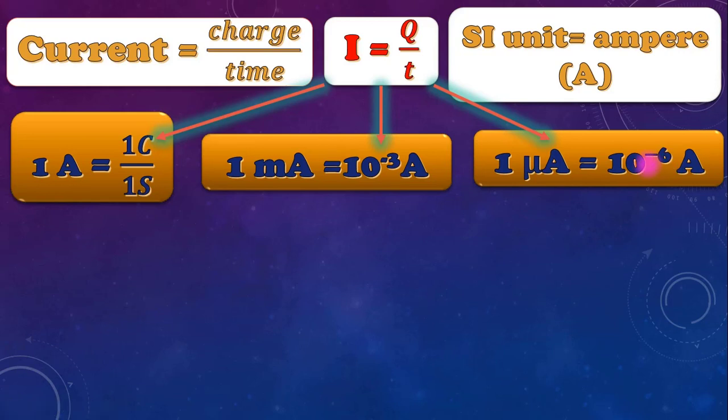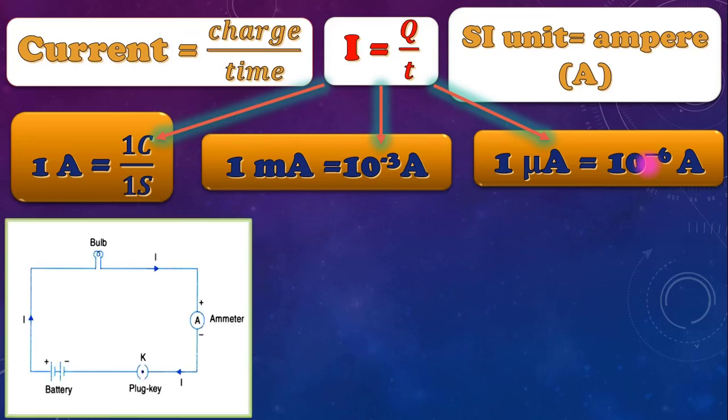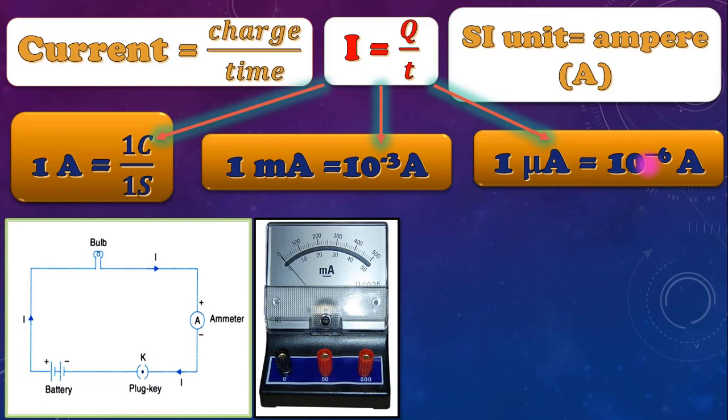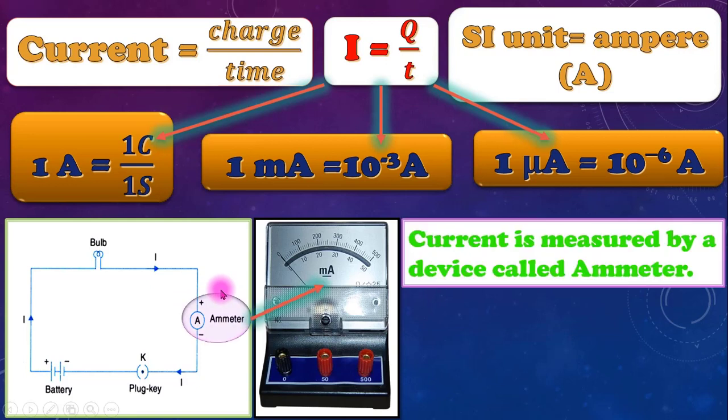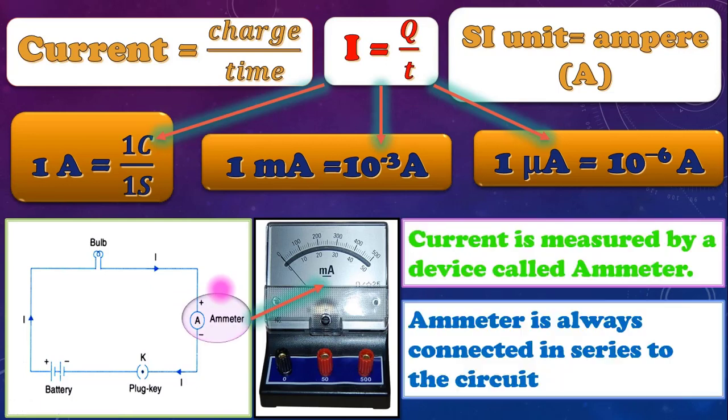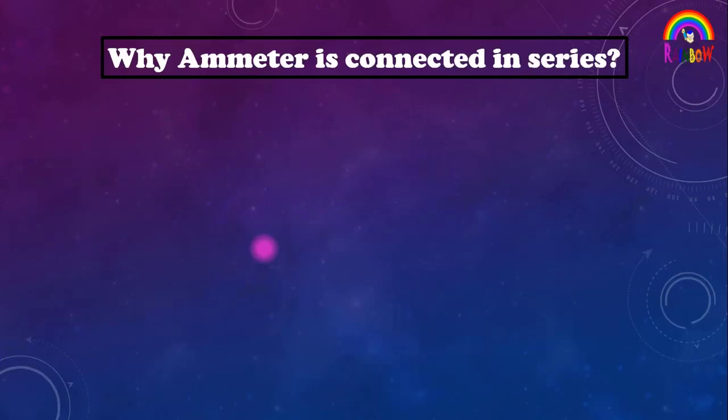Children, how do we measure the electric current? An instrument called ammeter measures the electric current in a circuit. It is always connected in series to the circuit. Why ammeter is always connected in series?